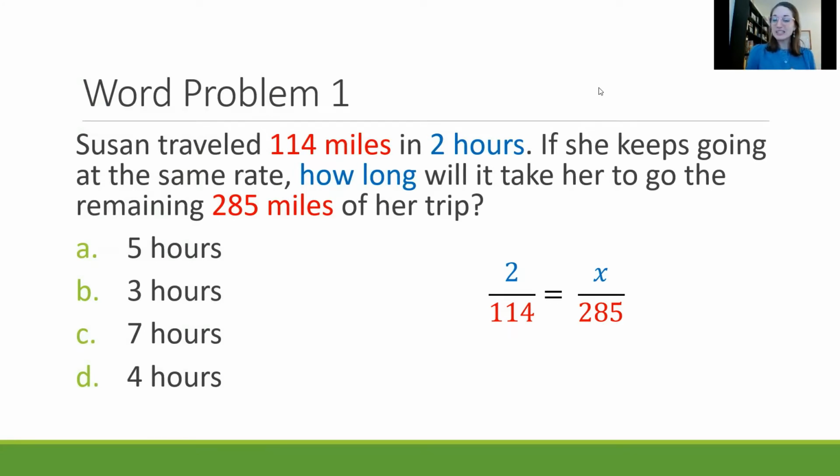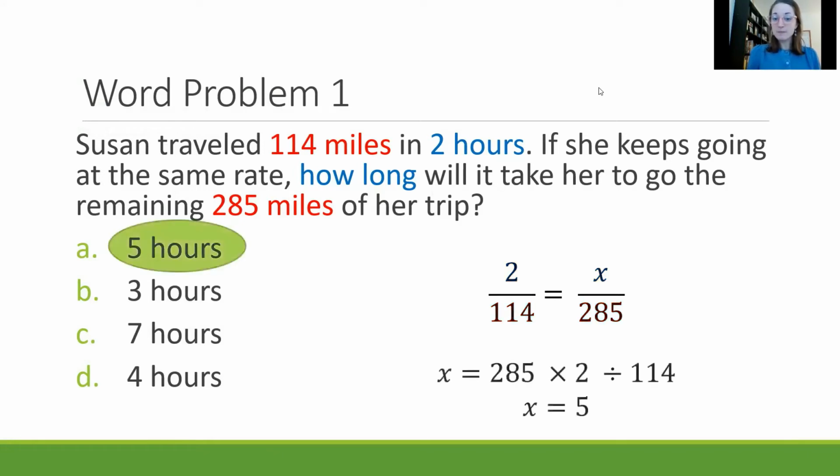So if we put all that together to get our answer, we need to cross multiply and then divide, which means we're doing 285 times 2 divided by 114, and that gives us 5. So the final answer is that it will take 5 hours to go the remaining 285 miles of the trip.